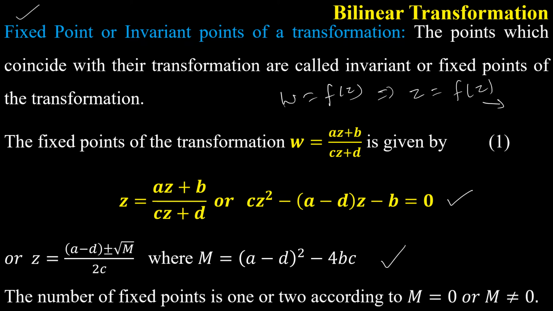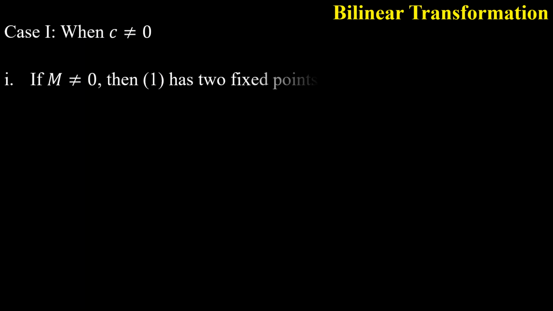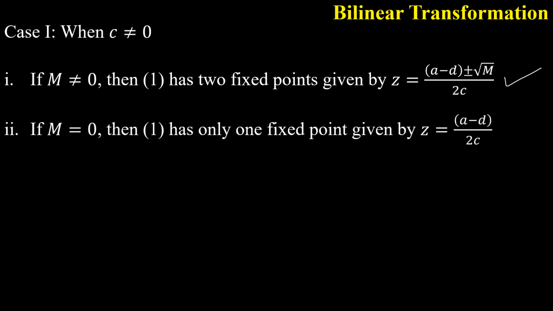So the number of fixed points is 1 or 2 according to whether m is 0 or m is not equal to 0. If m is equal to 0, you will have only one fixed point, (a − d)/2c. If m is not equal to 0, you will have two fixed points. So when c is not equal to 0 and m is not equal to 0, one has two fixed points, given by z = (a − d ± √m)/2c. If m is 0, then one has only one fixed point, as stated earlier.